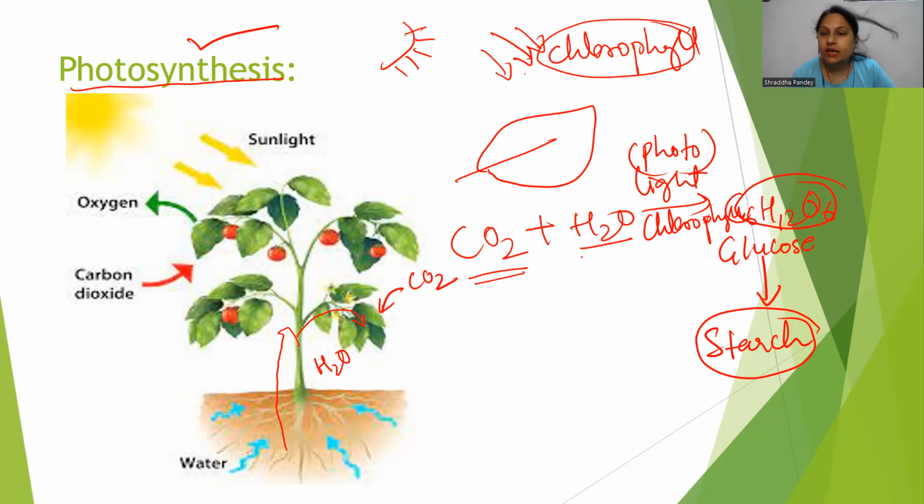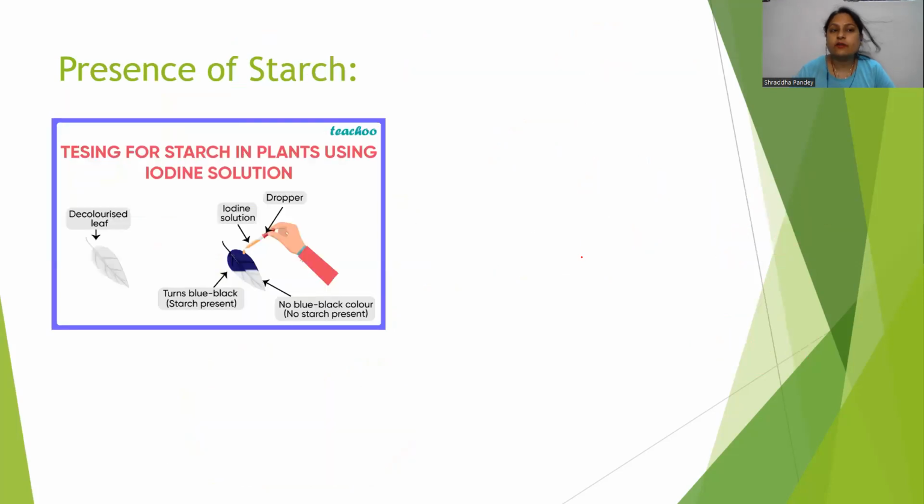So we want to check the presence of starch. For that, we have to perform one experiment, one activity. We have to take one test tube. In that test tube, we add spirit, and in that spirit we put the leaf, dipping the leaf in the spirit. Spirit is nothing but alcohol, ethanol.